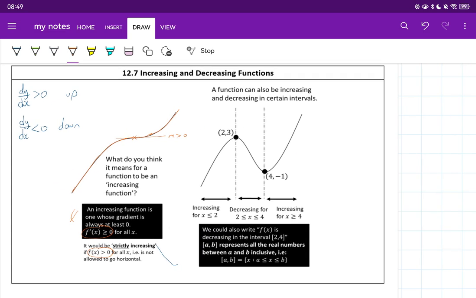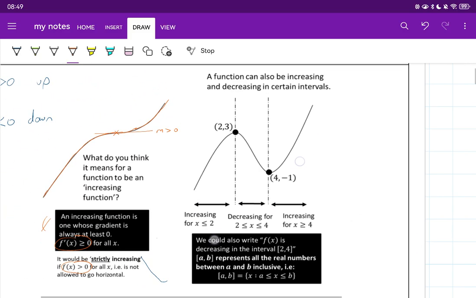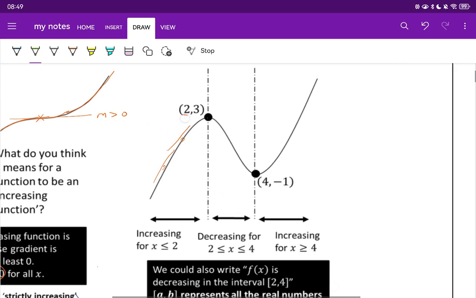But functions obviously can be increasing or decreasing over different domains. So for example, everything to the left of this coordinate here, which has an x coordinate of 2, is increasing, because at any point, if you drew a tangent, it'd have a positive gradient. Whereas between x equals 2 and x equals 4, if you drew a tangent at any point, the gradient would be negative. So it's decreasing for x between 2 and 4, increasing for x less than or equal to 2, and you can see it's definitely increasing after that, for x greater than 4.